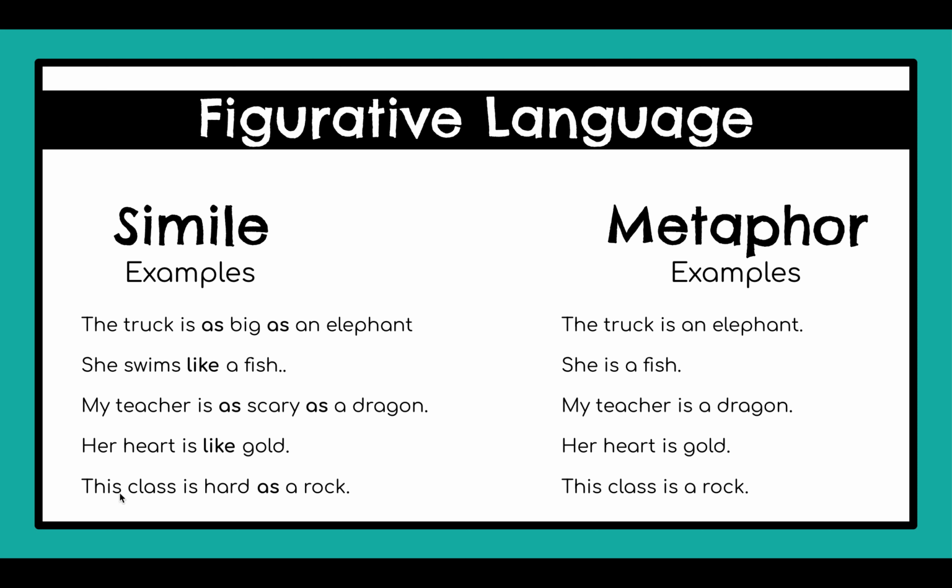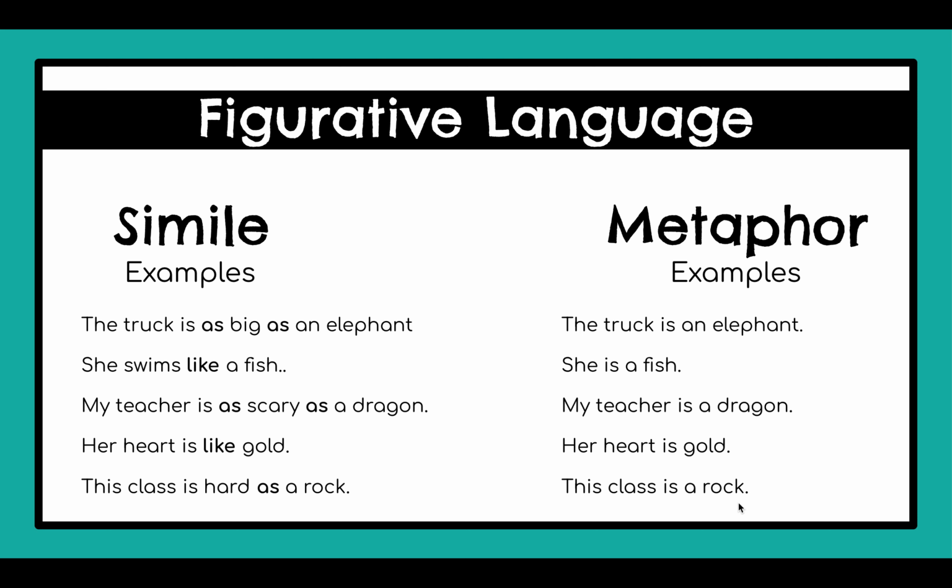Our simile says this class is hard as a rock. We're comparing class to rock, and the comparison is that they're both hard. If we look at our metaphor, it simply says this class is a rock. Again, we're comparing class to rock, but now we can use what we know about rocks and what we know about class to say how they're similar. Yep, a class can be hard, a rock can be hard.